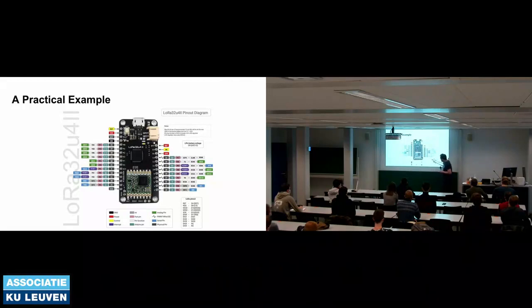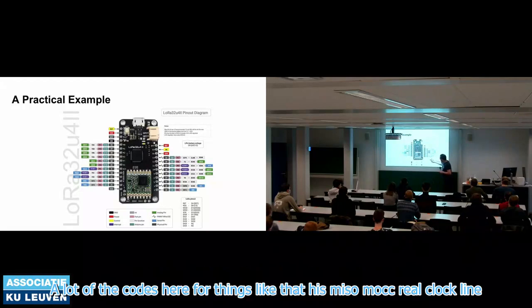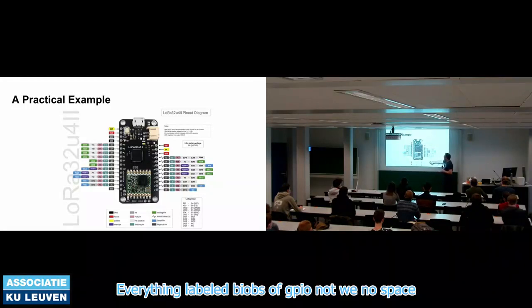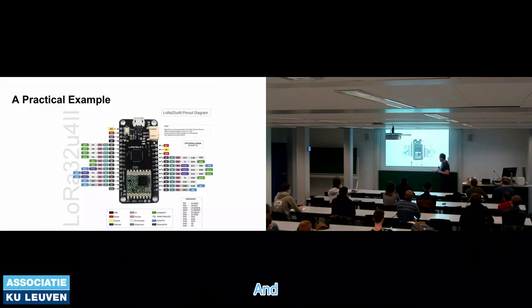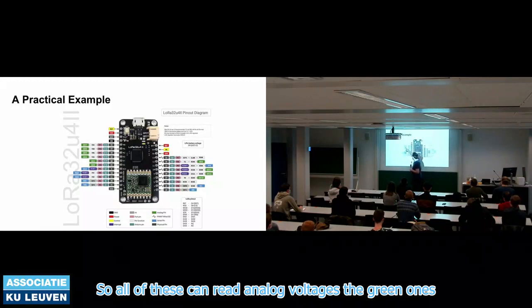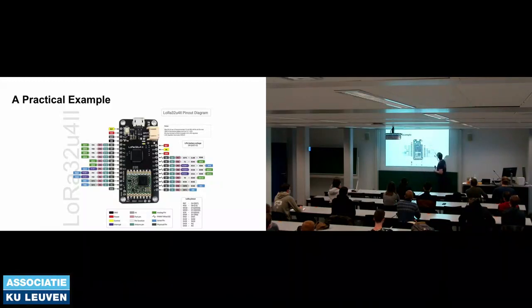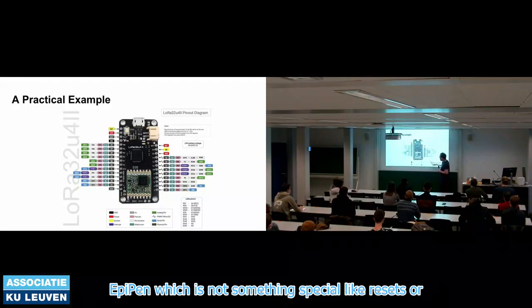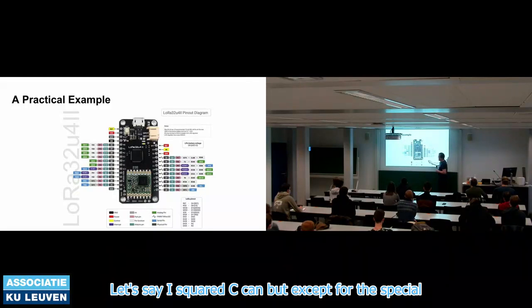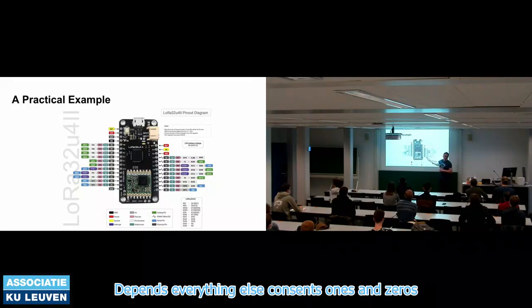you'll recognize, if you can see it at all, a lot of the codes here for things like MISO and MOSI, serial clock lines from our SPI and I2C buses. Anything labeled DIO, these are GPIOs in Arduino space, and anything with a green box here is an analog pin. So all of these can read analog voltages, the green ones. Every pin which is not something special like reset or, let's say, I2C, can, I think even the I2C pins can be used as GPIO, but except for the special purpose pins, everything else can sense ones and zeros.